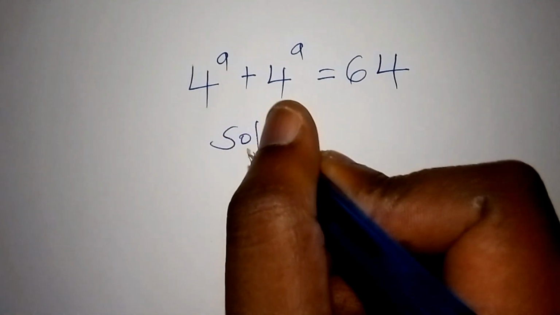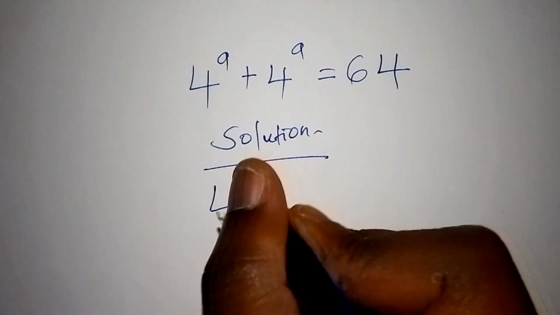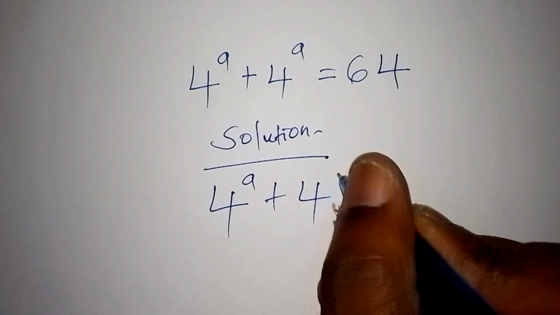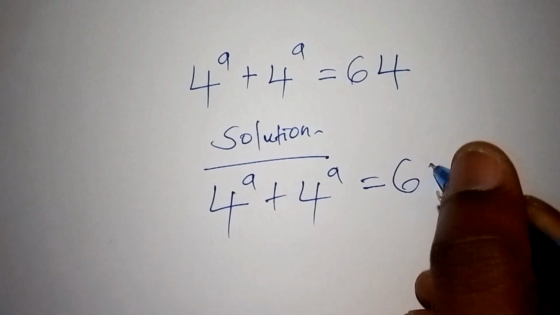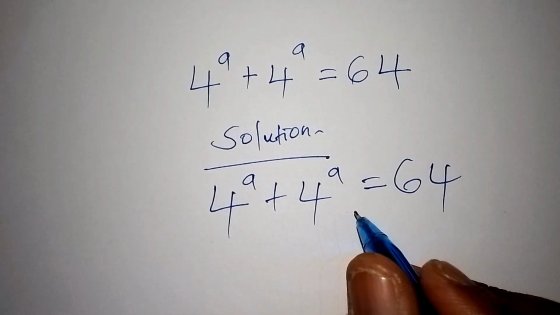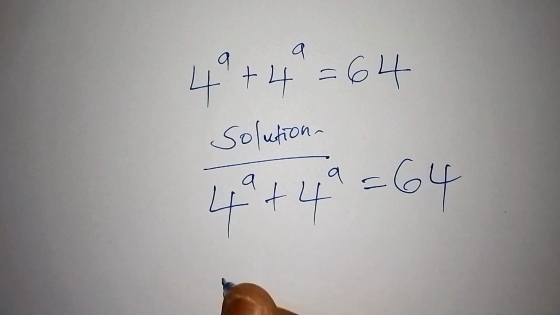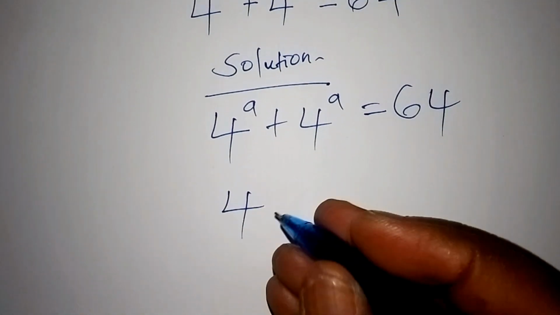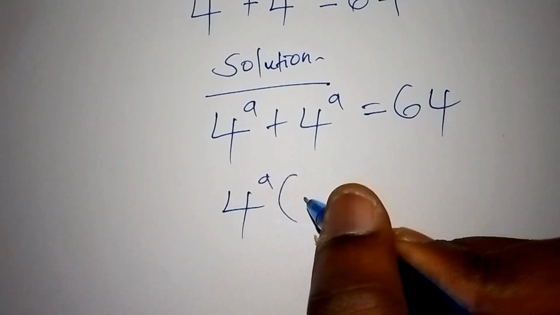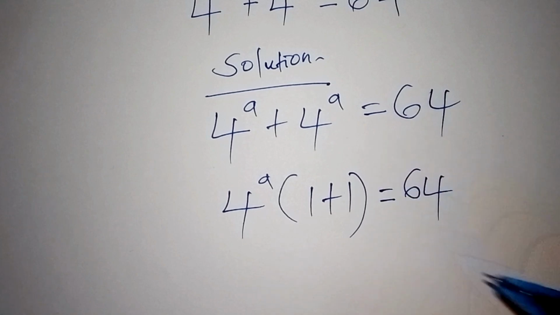So in our solution, this is what we have. We have 4 to the power of a plus again 4 to the power of a is equal to 64. The first thing we need to do, because 4 to the power of a and 4 to the power of a is common, we can factorize by having 4 to the power of a, then into bracket 1 plus 1, close the bracket, is equal to 64.